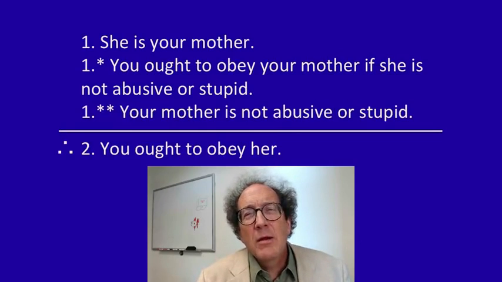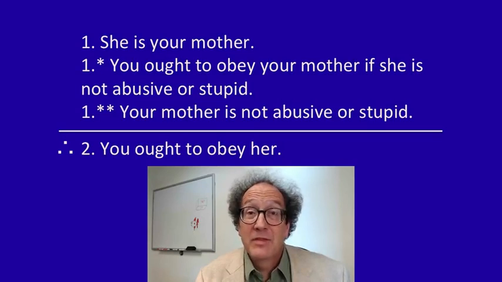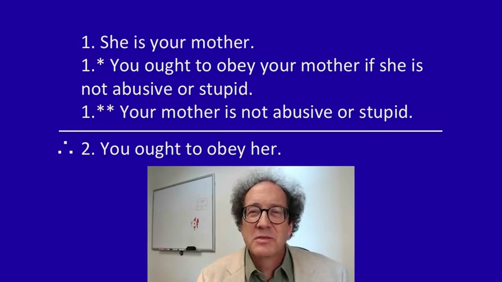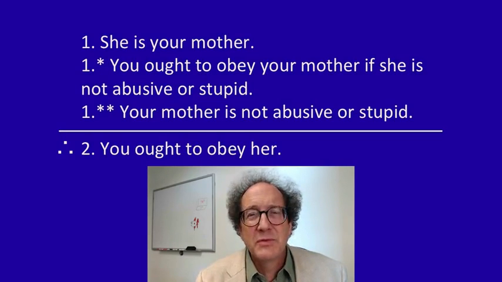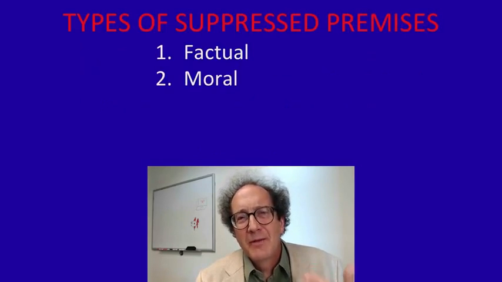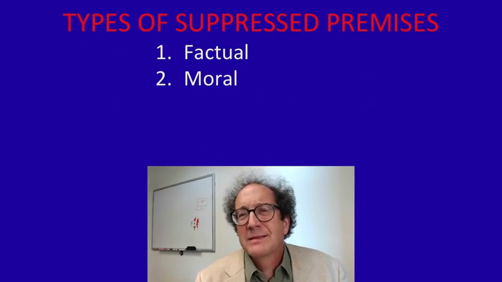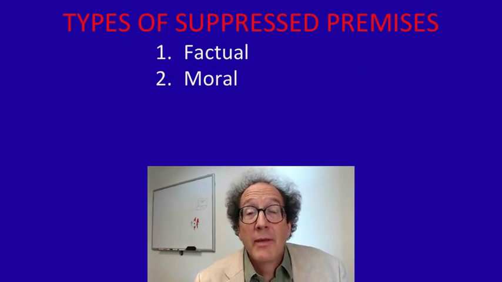And notice that here we added a moral premise about the fact that you ought to obey your mother under certain conditions, namely, she's not abusive or stupid. And the second premise is she was not abusive or stupid. So we have a moral premise and a factual premise both being suppressed in the argument that you ought to obey her because she's your mother.